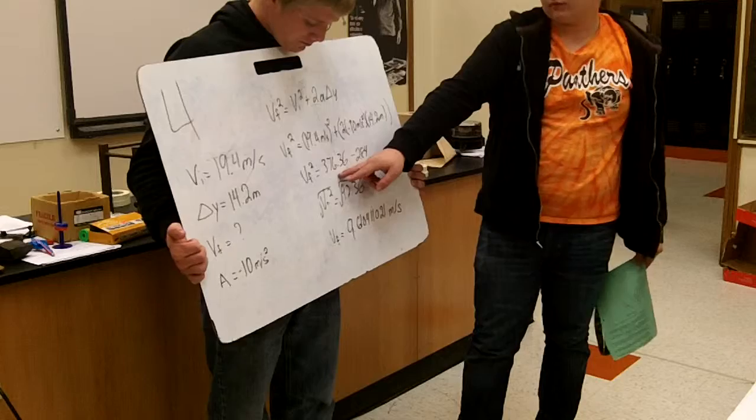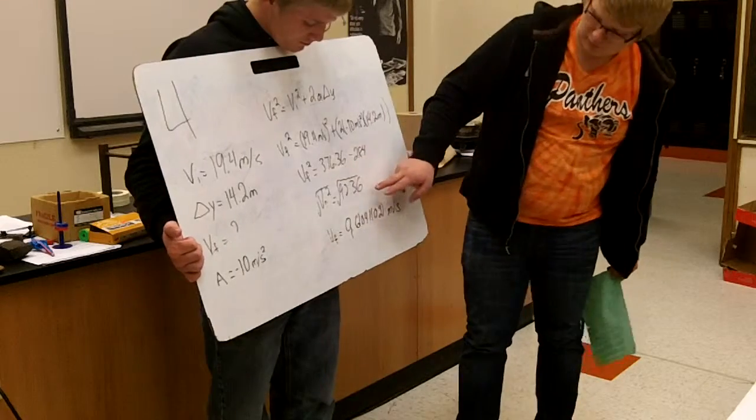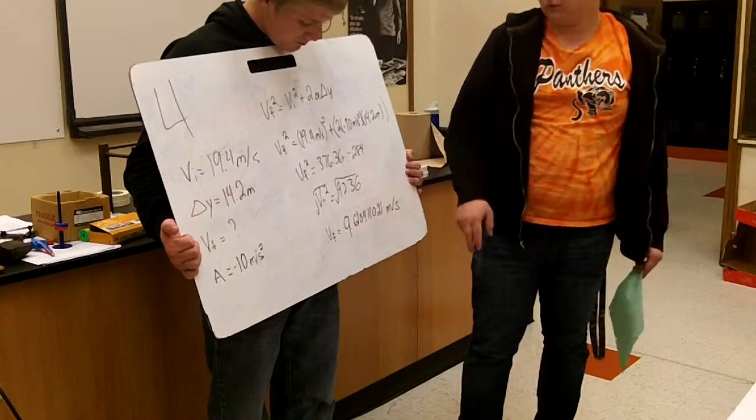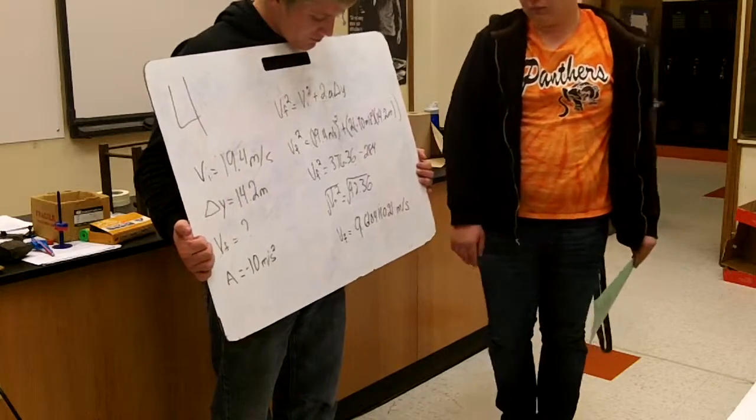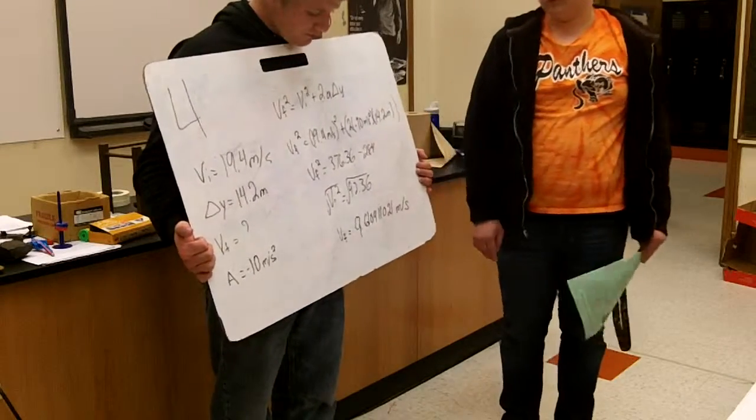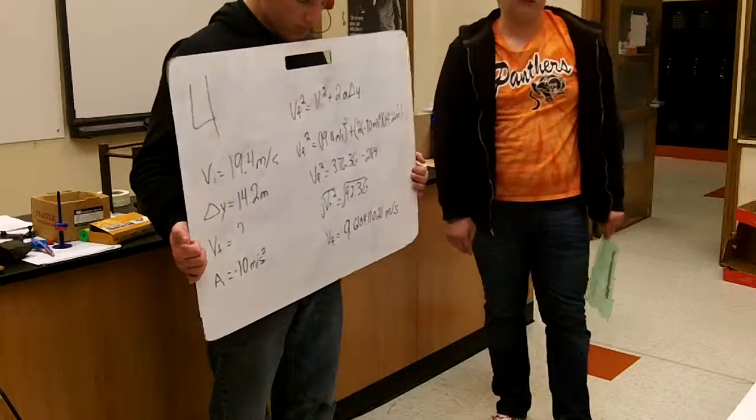We got that VF squared equals 92.36, and we square rooted it and got 9.61041102 meters per second for the final answer.